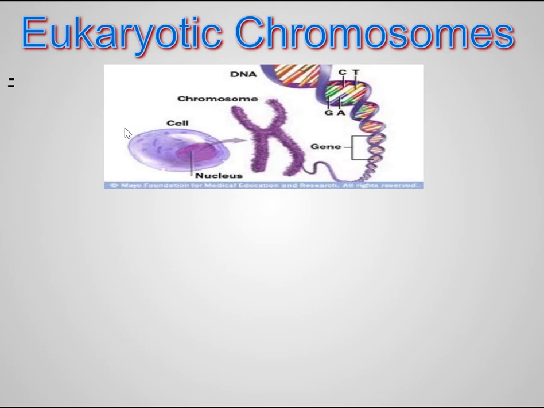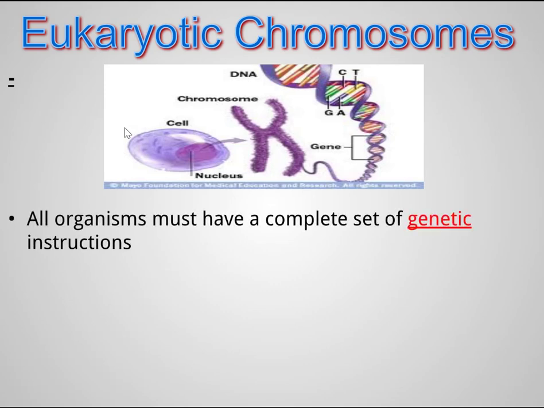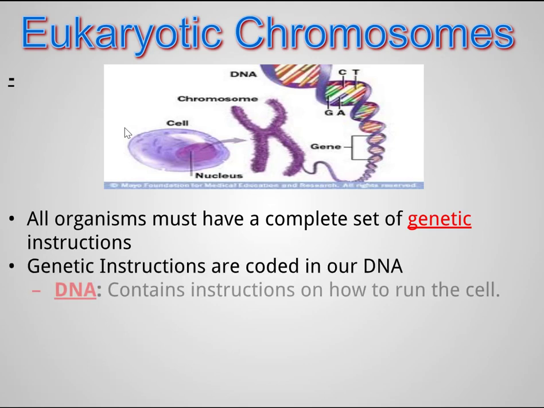Now, a eukaryotic cell is a cell that has a nucleus. We talked about that first semester. Now, the chromosomes are our genetic information. So all living organisms must have a complete set of genetic information. That genetic information is our DNA. And like we said last semester, DNA contains all the instructions of how to run the cell. It tells my kidneys how to function. It tells my skin how to repair itself. It tells my body what I need to look like and how I'm going to function.